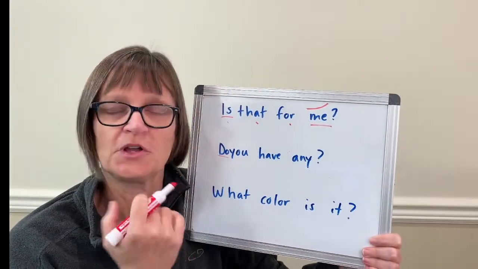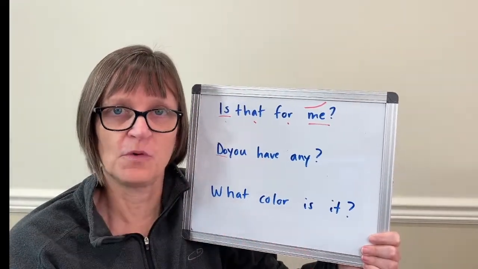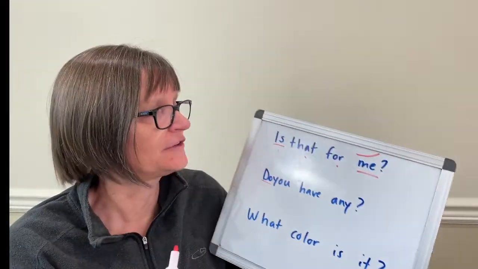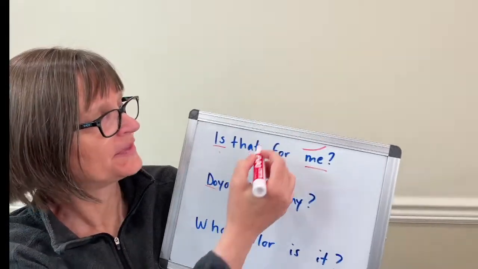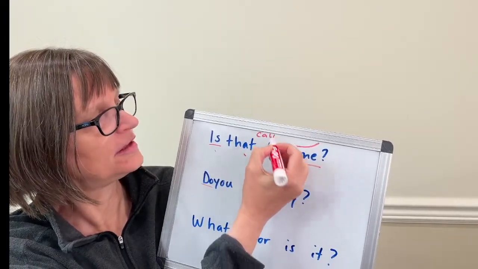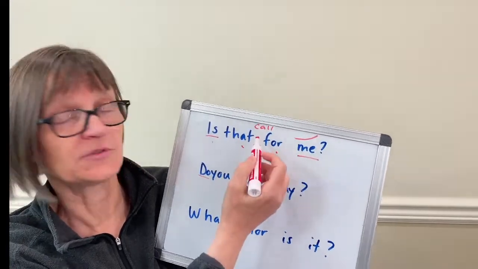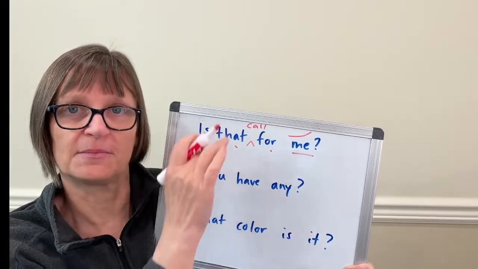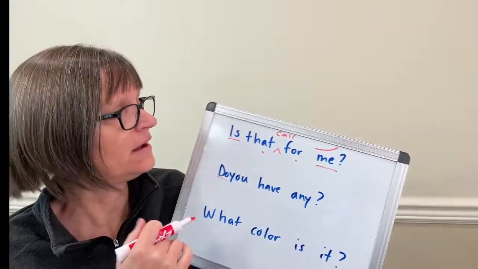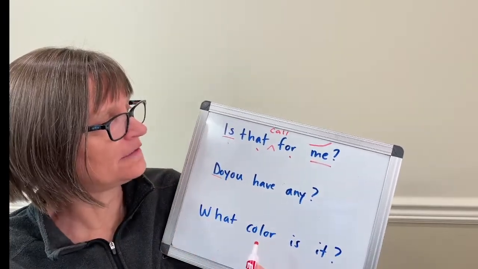If the stressed word comes before the end of the sentence, we're going to rise up on everything after the stressed word. So for example, if I was saying, is that call for me? And I'm stressing on call, then I would rise up there. Is that call for me? So rising up on all of the stressed words.